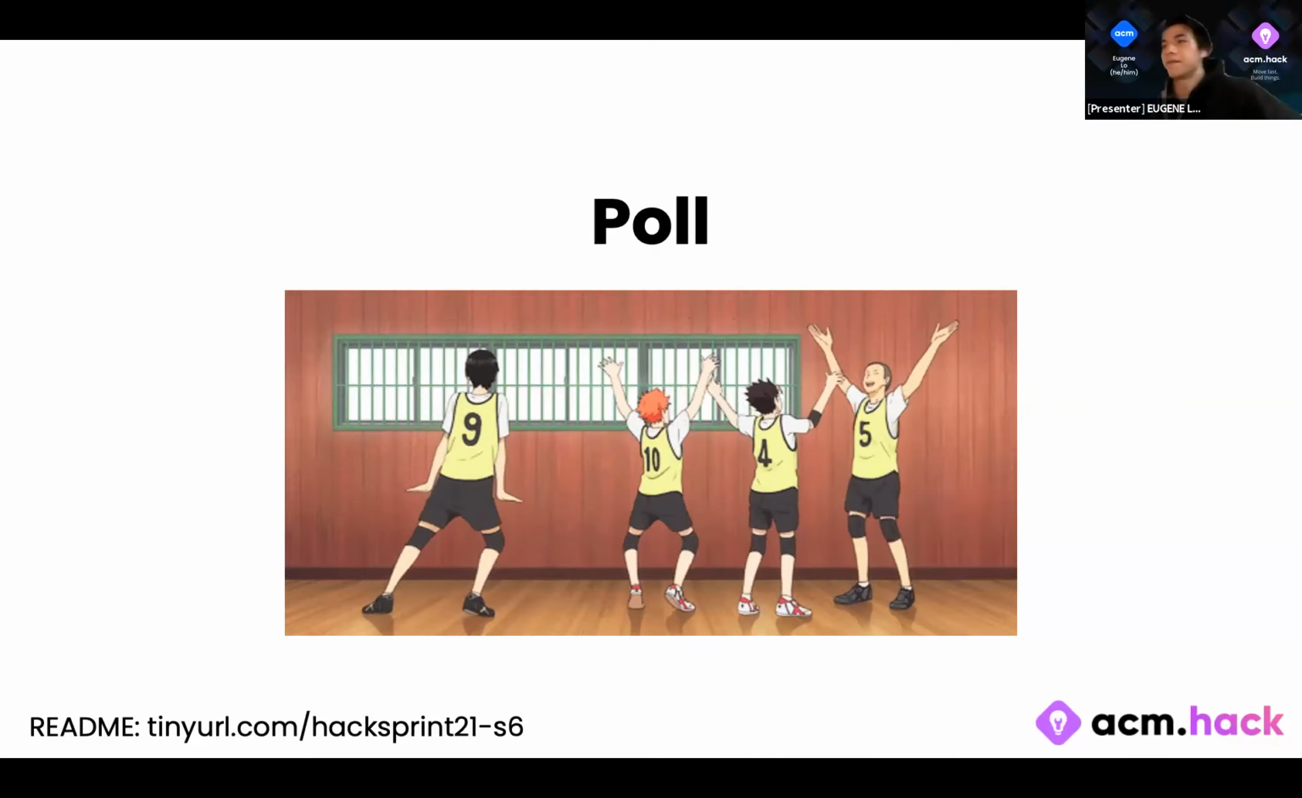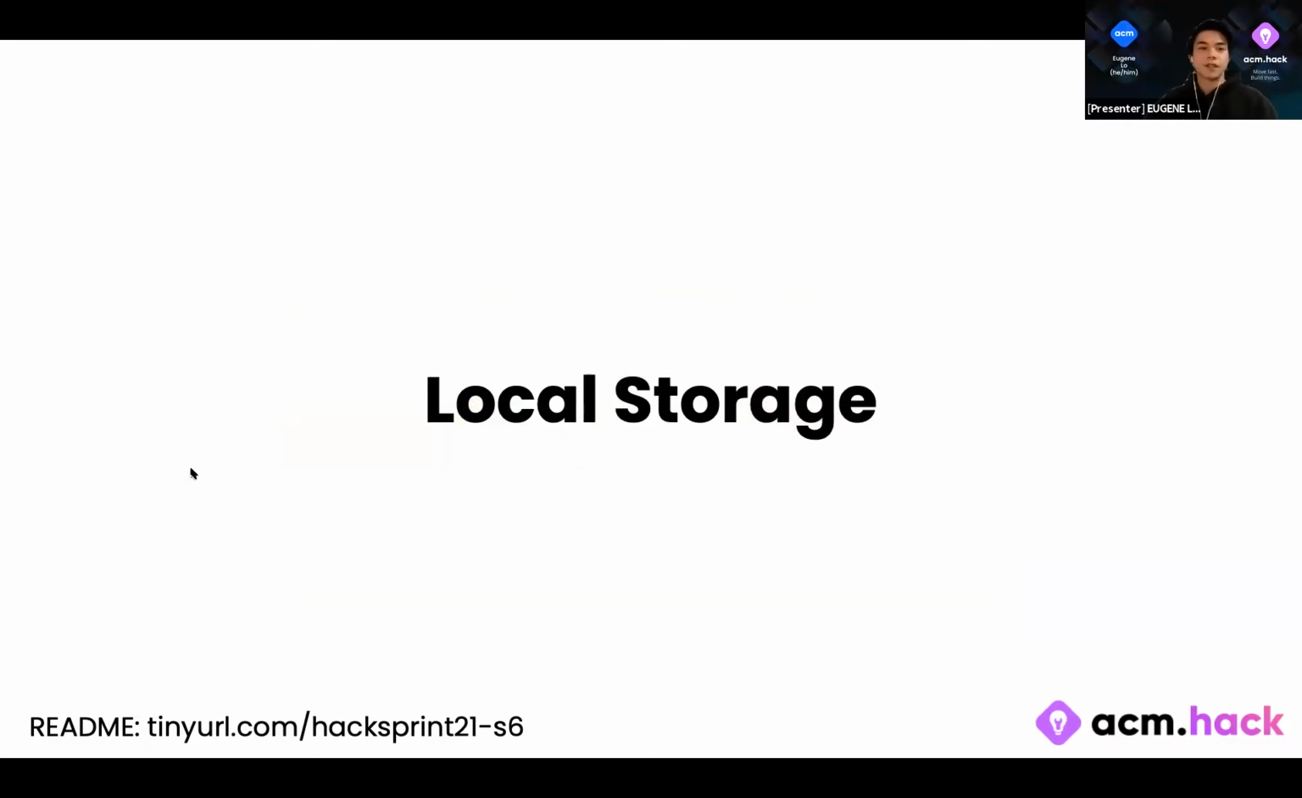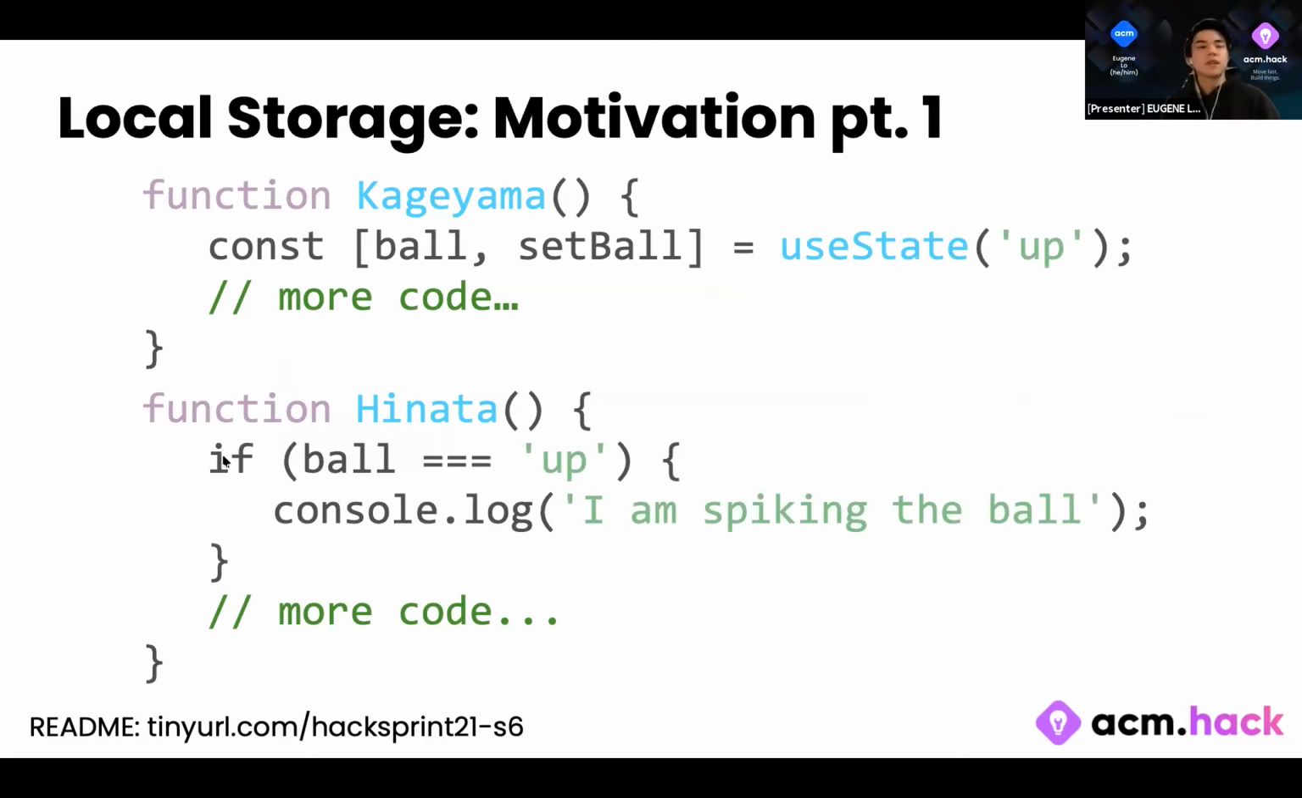And let's hop back in to the new stuff. So let's talk about local storage. So why exactly would I use something like local storage before I even give you the definition? So let's say we have these two functional components here. The first one, we have a state ball that we have set the initial state to be up. And then we have the second functional component, and the second one is trying to look for ball and check its value. And if it has a specific value, then we wanted to log I'm spiking the ball.